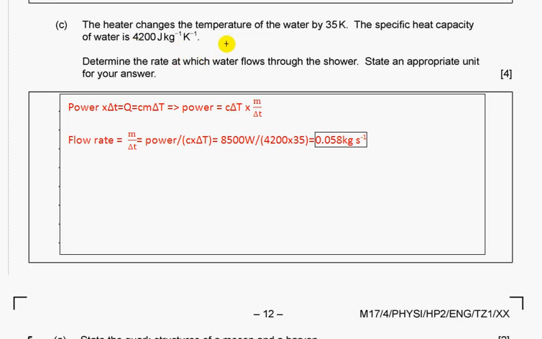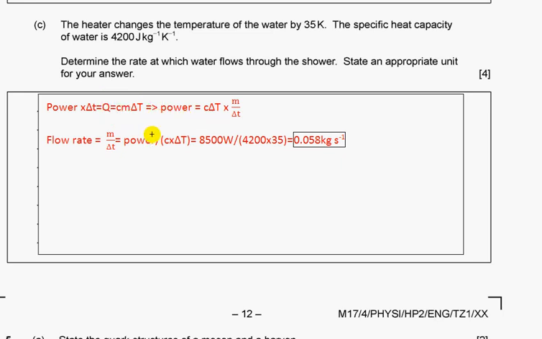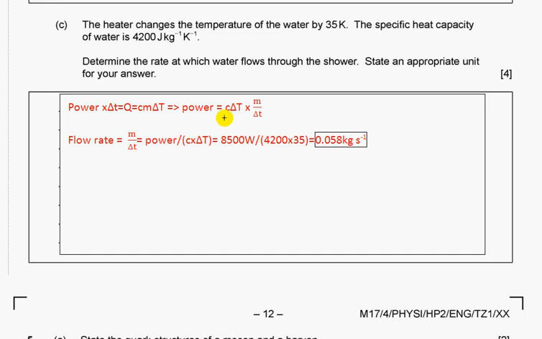The heater changes the temperature of water by 35 kelvin. The specific heat capacity of water is given. Determine the rate at which water flows through the shower. So power multiplied by time will give us the energy, and this energy goes to heat the water. We can divide by delta T, both parts, so this part and that part. Then we get the following. So power will be c delta T times m over t. So mass per second, so it is the flow rate. Mass per second will be power divided by c delta T, and we get the answer.